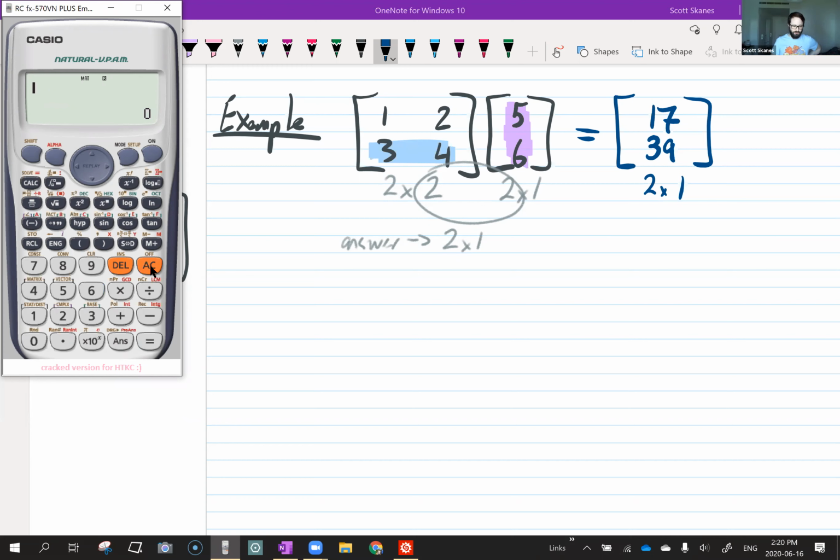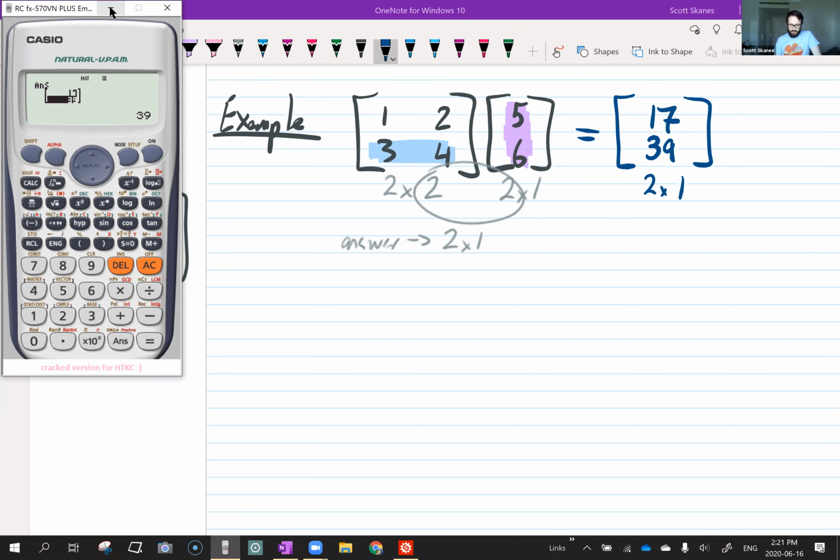I want to multiply them. So I go Shift 4. I want to call matrix A. I'm going to multiply it by Shift 4, call matrix B. So it says you want to do multiply matrix A by matrix B. Are you sure? And you say, yep. Press enter. I should get 17 and 39. And I have 17 and 39. So I know that my answer is correct.